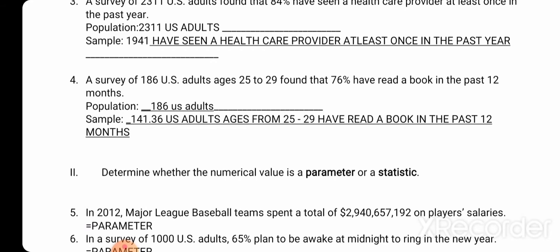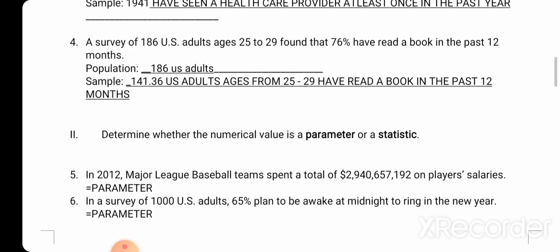And the last question for number 1 is a survey of 168 US adults ages 25 to 29 that found 76% have read a book in the past 12 months. So the population is 168 US adults, and the sample is 141.36 US adults ages 25 to 29 who have read a book in the past 12 months.